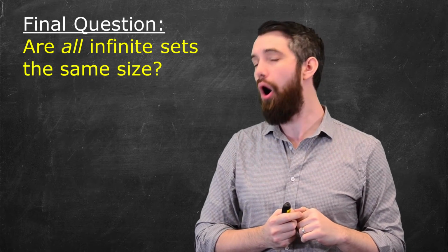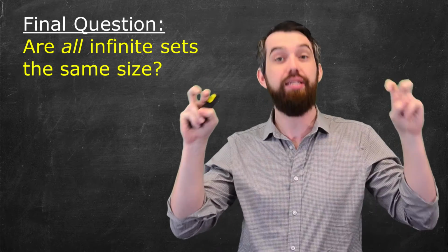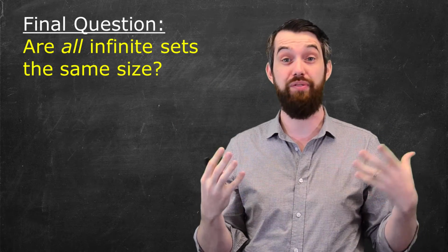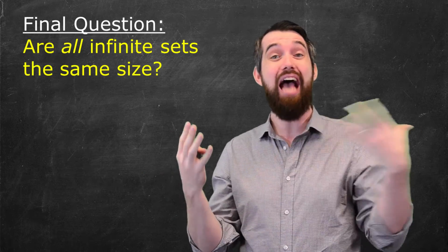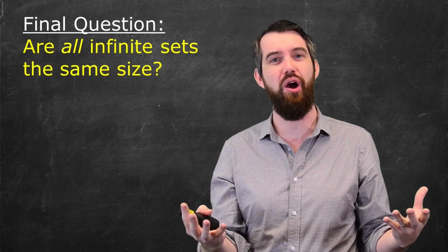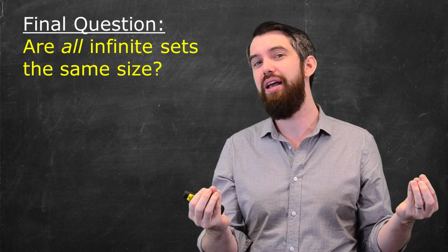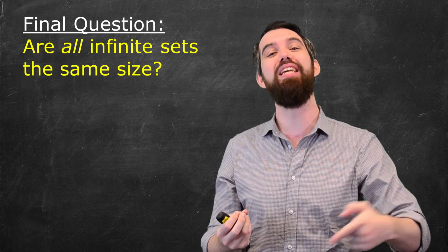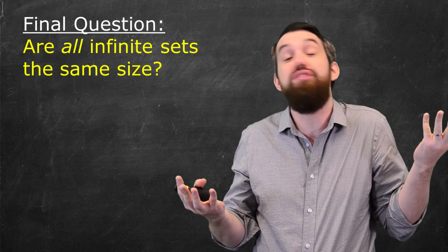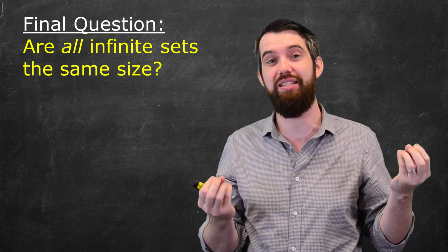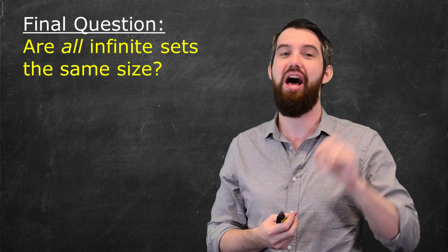Is it the case that all infinite sets have the same size under the notion of size that we described? Certainly the integers, the rational numbers, and the even integers, as we've proven in this particular video, have the same size. But does that mean that every single possible infinite set is the same size as the integers? Or is there a different size? That I will leave you to think about in time for next week.